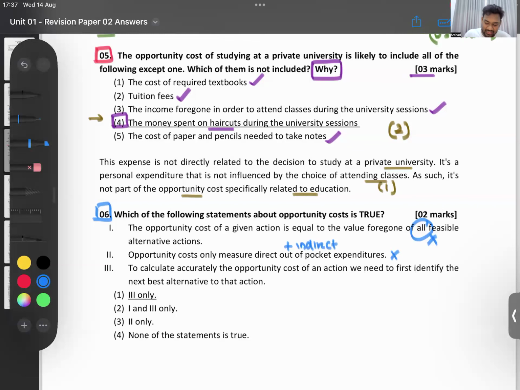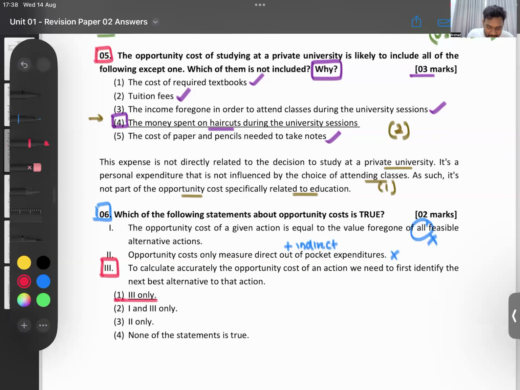Then the third one is saying, to calculate accurately the opportunity cost of an action, we first need to identify the next best alternative of that action. Is that correct? To properly find the opportunity cost, you have to first find the next best alternative. Because if you don't know what the next best alternative is, then you can't find the opportunity cost. That is correct. Now, if someone asks me, Arshad, what is your opportunity cost of doing this class? I should clearly know. If not for this class, I should know what else I would have done. Otherwise, I can't say the opportunity cost. Therefore, only 3 is correct.